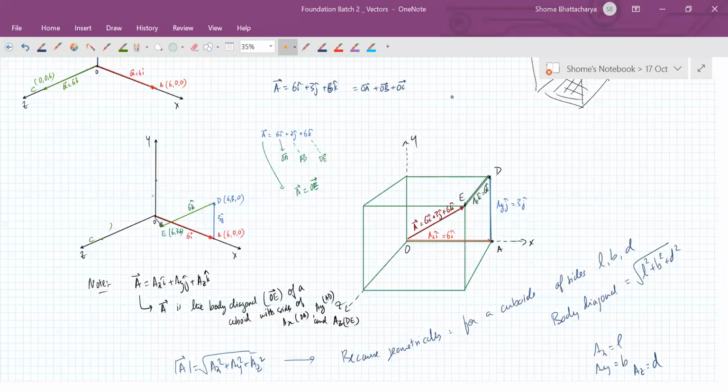Okay, finish writing this down, then we'll discuss the formula of the magnitude of the vector again.